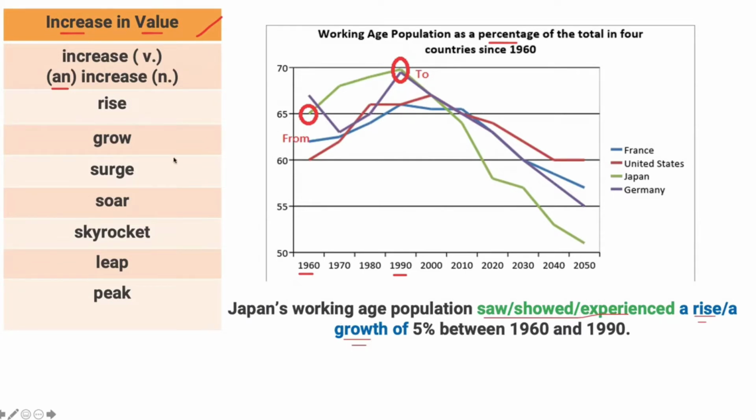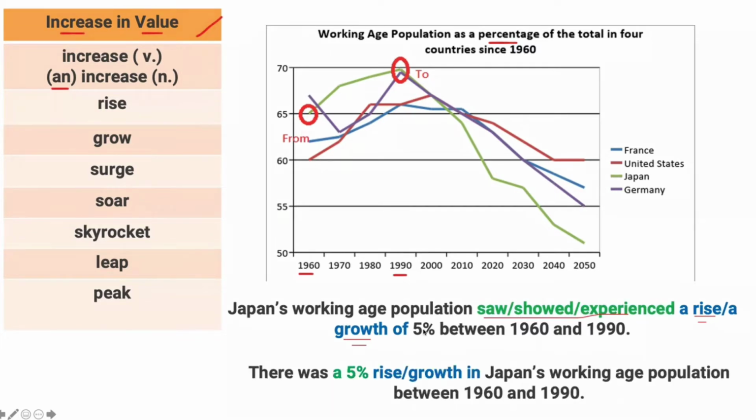So keep in mind that rise could be the noun, it could also be the verb, and grow is different. So grow is the verb and growth would be the form of the word in the noun form. So make sure you are well aware of these differences. In the second example, we see here there was a 5% rise or a 5% growth in Japan's working age population between 1960 and 1990. So again, we're still following the same rules, how you can say it in a different way, but just make sure you're paying attention to the noun and the verb form.